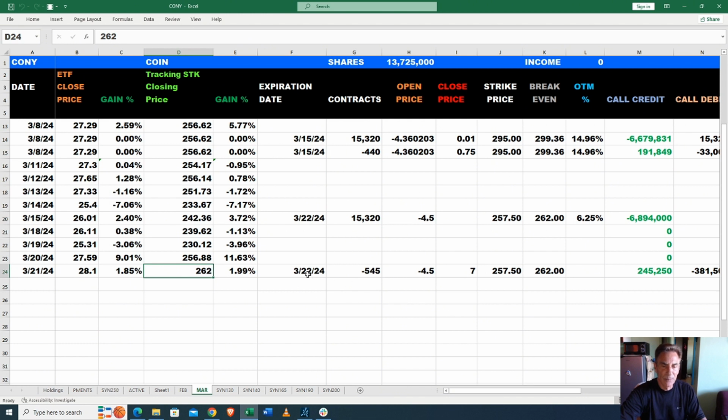Before we go into the synthetic tab on the 250s, I didn't get the count, but I could tell by the holdings that we sold 545 of the 15,320 positions on the expiring 322, which is tomorrow, naked calls, the long calls that we sold short. We had sold those at 4.5.